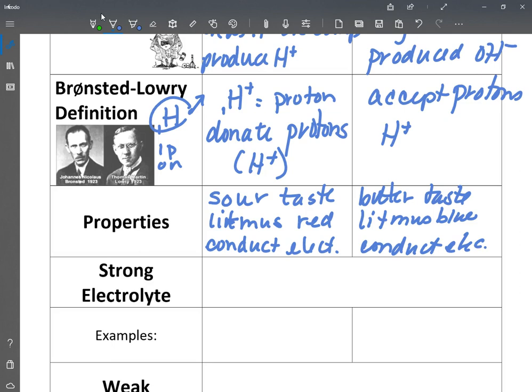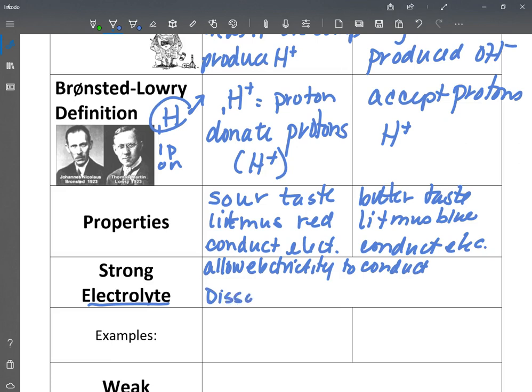Okay, what does that mean to conduct electricity? Well, if you put 2 wires that are connected to a light and a battery into water, if it is an electrolyte, the electrical charge will move through the substance and light up the light. So an electrolyte is something that will allow electricity to be conducted. And it does this by dissociation.